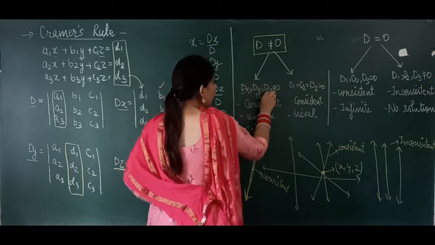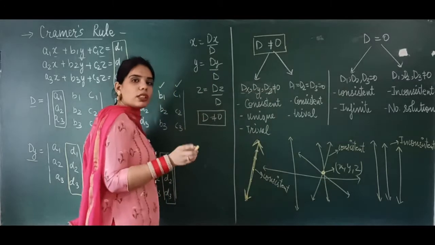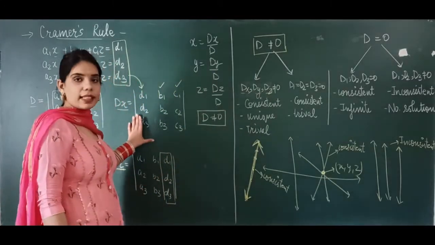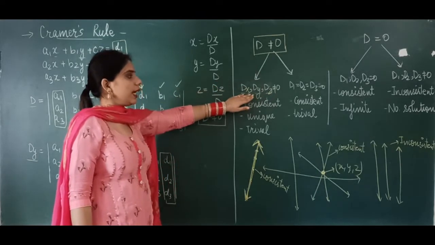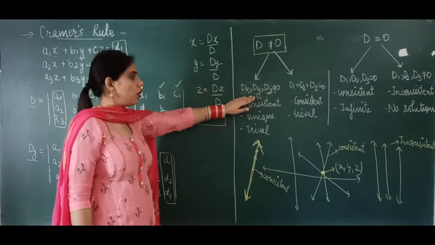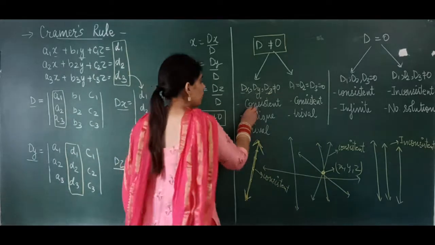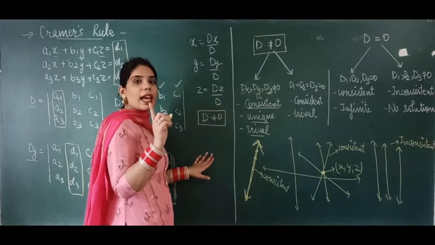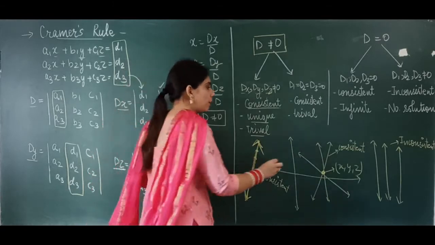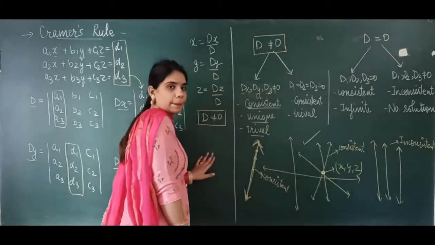dx, dy and dz are also non-zero. Like this case, if I have d non-zero and dx, dy and dz also non-zero, then I have a consistent, unique and trivial solution. Trivial means when I have only one solution. So I will have this case.